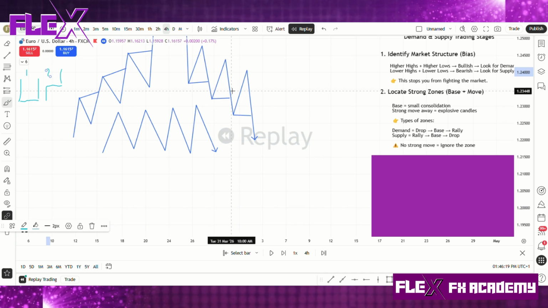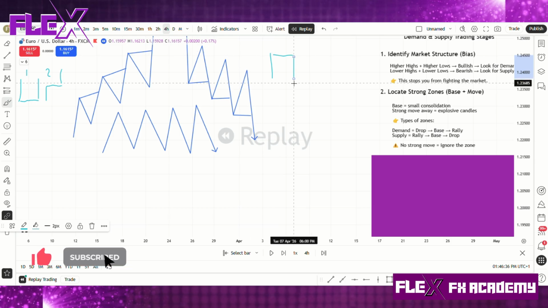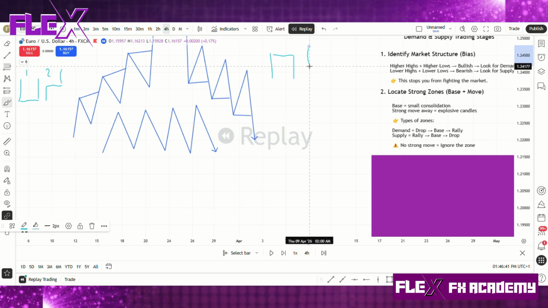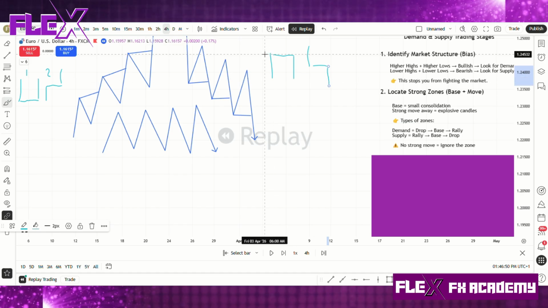For the bearish market, the situation we are looking for is a rally-base-drop. So the market rallies up, creates a base, and then drops down. Another scenario we are looking for could be a drop, the market creates a base, and then continues dropping. So all of these are aggressive drops, aggressive drop here, aggressive drop here. This one is an aggressive rally, a base, and an aggressive drop.